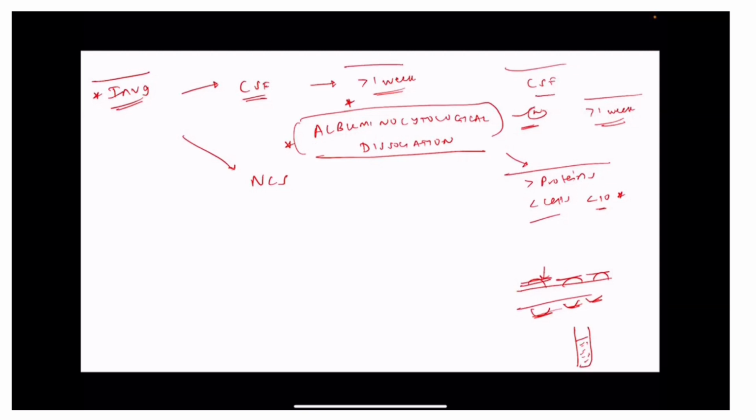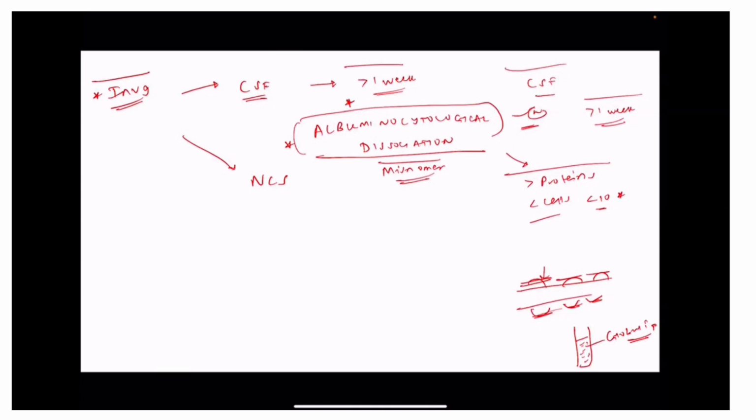Now remember, this albuminocytological dissociation is a misnomer, because the protein which is actually high in the CSF is globulin, not albumin. That is why it is a misnomer. Actually, it is a globulinocytological dissociation, but they don't write it that way. We always write it as albuminocytological dissociation.